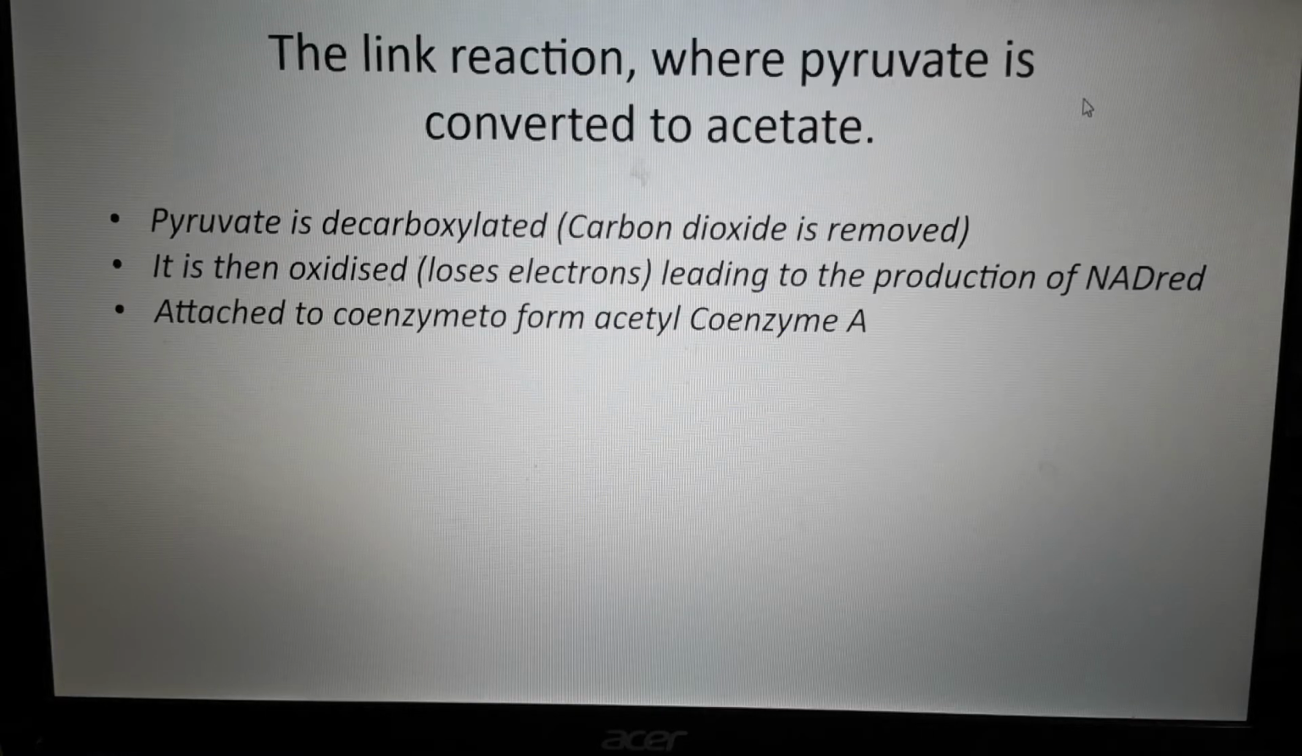So what's going on? Pyruvate is decarboxylated, so carbon is removed. So we've got decarboxylation. Remember, this is one of the enzymes you need to know about, decarboxylase. It's then oxidized. Remember, it's losing electrons. Another word for that is dehydrogenation. And that leads to the production of reduced NAD. Then the product of this reaction is attached to coenzyme A to form acetyl coenzyme A. So let's have a look at that in a little bit more detail.